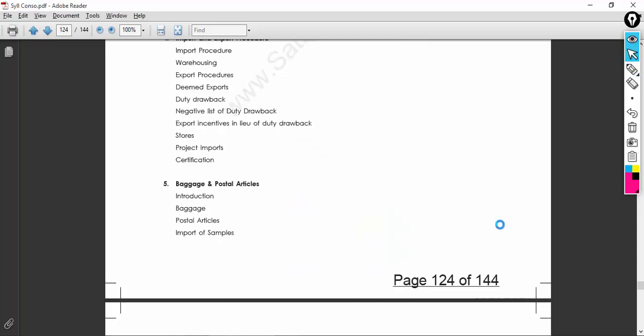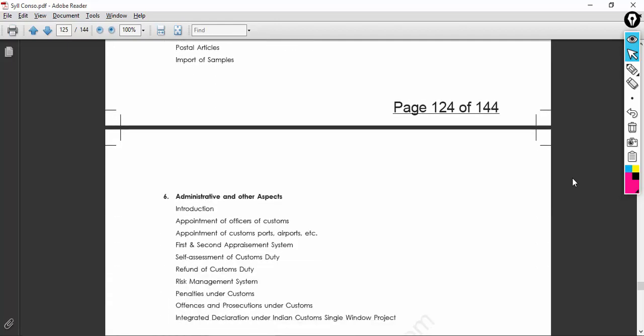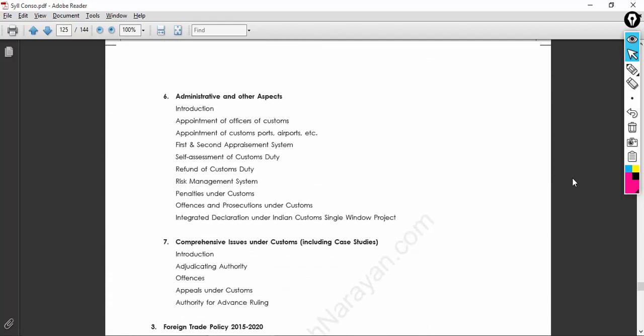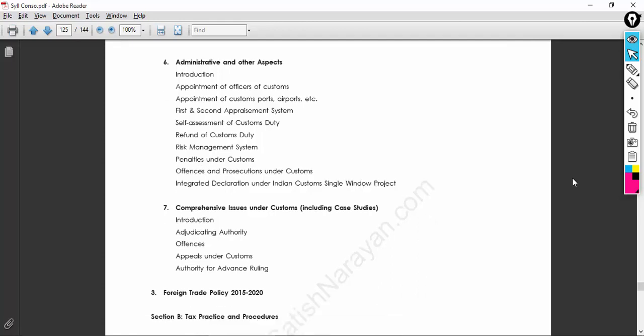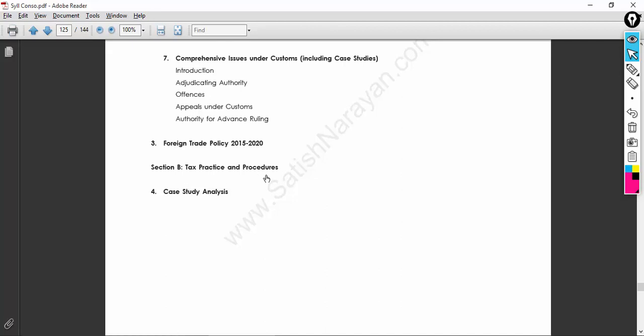Okay, so baggage and postal articles also you should be reading, because I expect a 4 marks question every time whenever you get a question with regards to baggage and the postal articles. Okay, so administrative and other aspects, comprehensive issues under customs, foreign trade policy, along with the tax practice and the procedures, including the case studies.